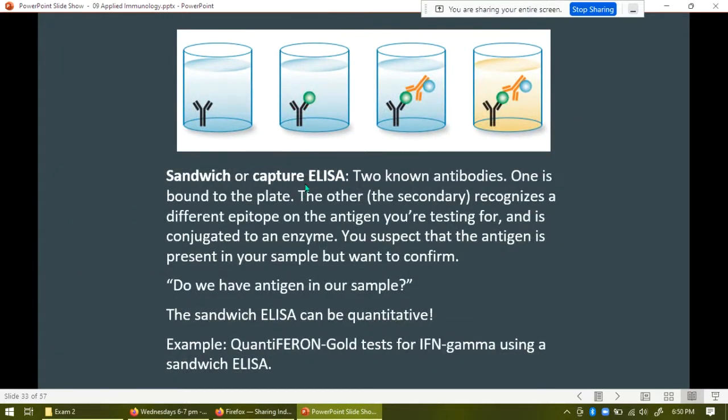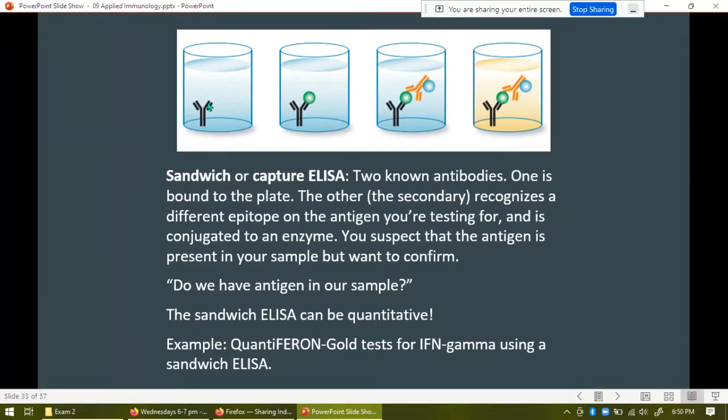And then lastly, we have the sandwich ELISA, which I probably should have introduced to you before I talked about the QuantiFERON-Gold test, right? So this is what the QuantiFERON-Gold test uses. In the sandwich ELISA, which is also called the capture ELISA, most people call it the sandwich ELISA, you have two known antibodies, okay?